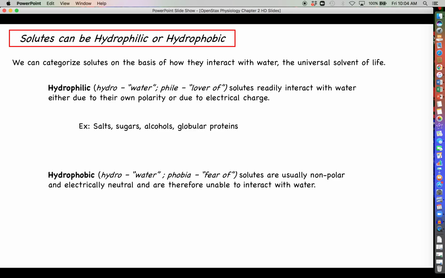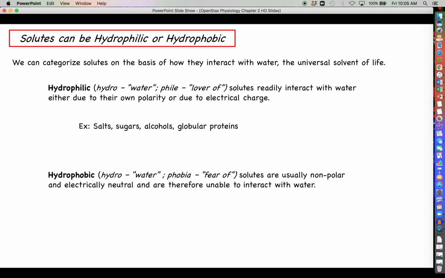Other molecules which are not going to interact favorably with water are called hydrophobic solutes. The word hydrophobic has, again, important root meanings here. Hydro, again, means water, but this time the word phobia refers to a fear of something. So it would not be unreasonable to say that a hydrophobic solute has a fear of water. And what do you do when you are afraid of something? Well, you try to do anything and everything in your power to make sure that you never come into contact with the thing that you're afraid of. So hydrophobic solutes are going to try their best to stay away from water.